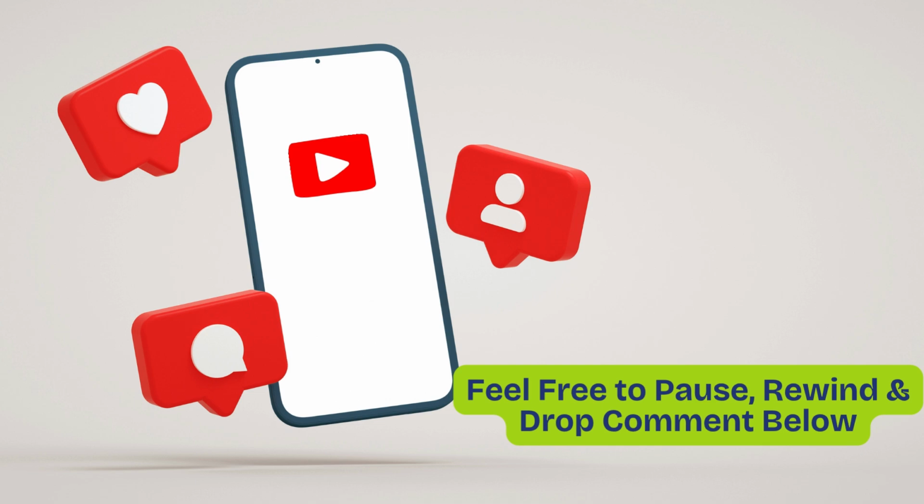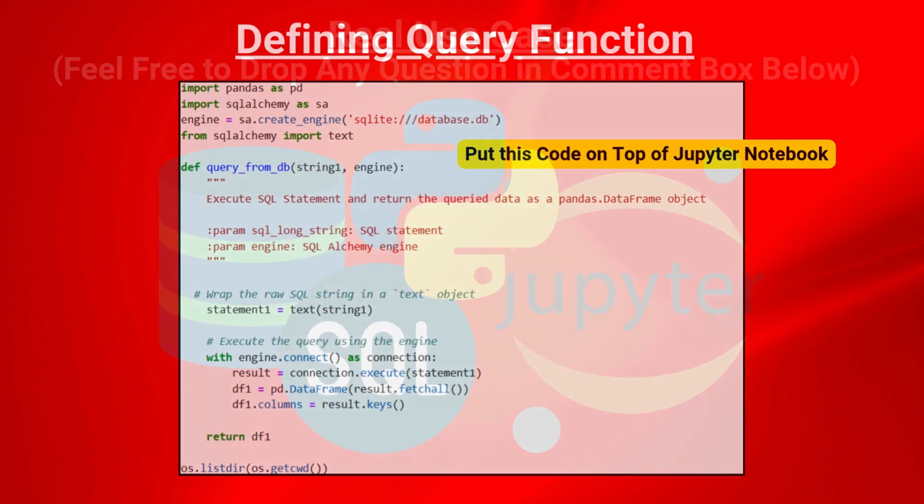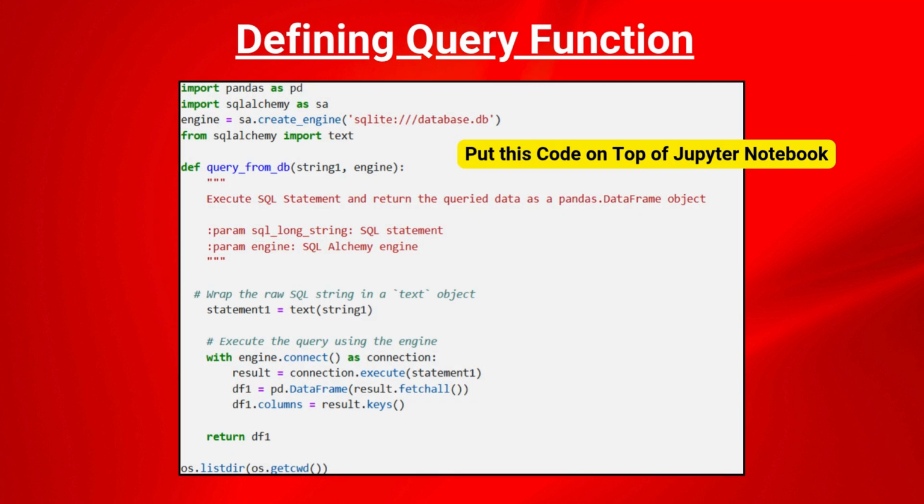Okay, let's continue. Now, let's walk through a real example of connecting SQL to Python using a Jupyter Notebook. At the top of the notebook, I define a query function that takes a SQL string as input, to be processed and returned as a Python DataFrame. As mentioned earlier, this function allows us to run SQL directly within Python.